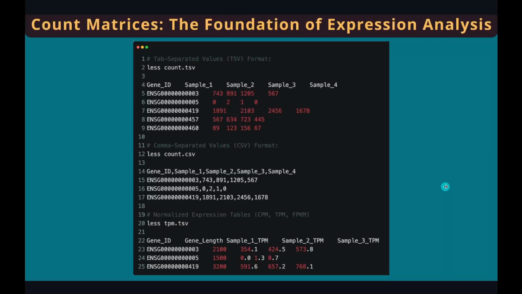Now we have the expression matrices we are familiar with. They are either in TSV format or CSV format, the tab-separated format or comma-separated format. Inside of them, the columns are separated either by tabs or commas. If you directly look at them in terminal, they don't align well, but you can open them in Microsoft Excel and they will align perfectly.